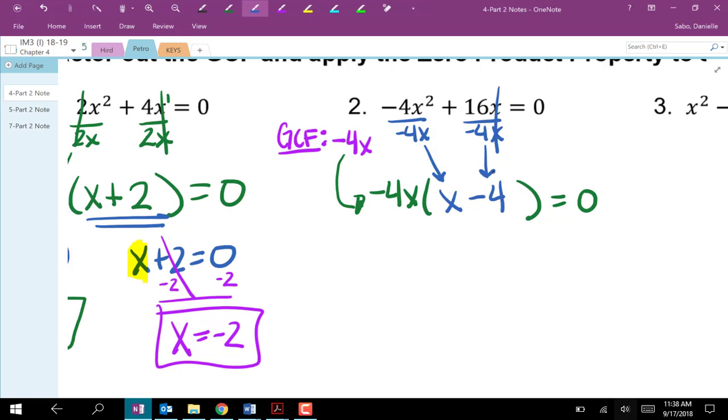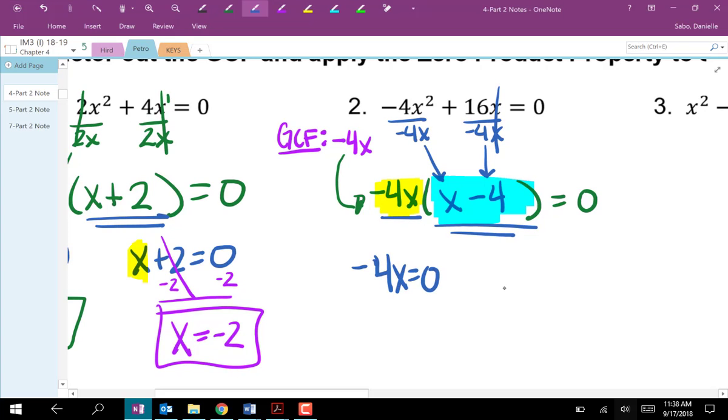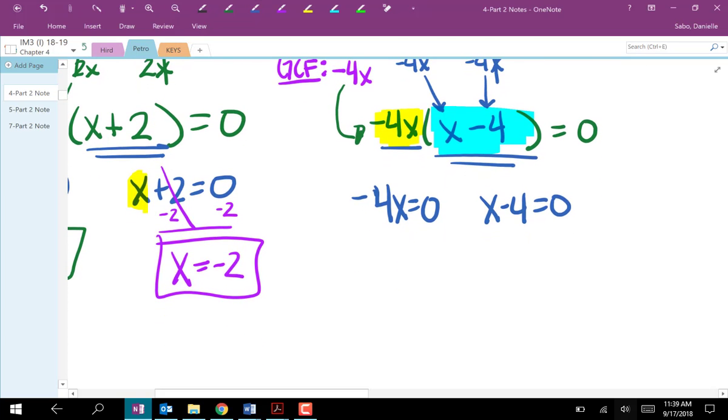Okay, now, in yellow, we have to set him equal to 0. And in blue, we have to set him equal to 0. Or if you like to underline, sometimes people like to underline, that's fine too. So I have negative 4x equals 0 and x minus 4 equals 0. Again, you're finding those solutions. I'll tell you exactly what it means. What you're actually figuring out is where it crosses the x-axis. I'll show you on the graph in a second actually. I divide by negative 4, that goes away, I get x equals 0.